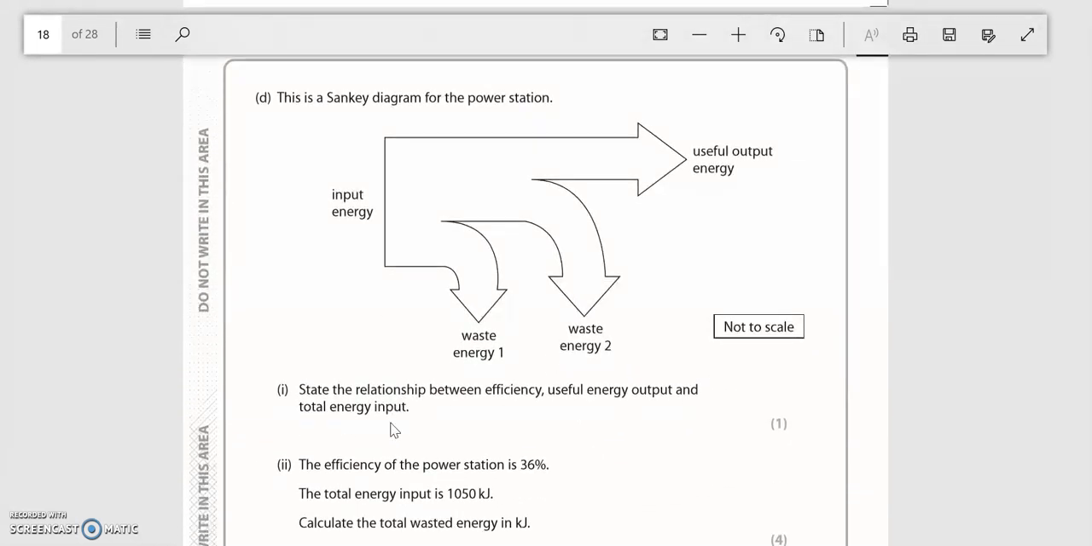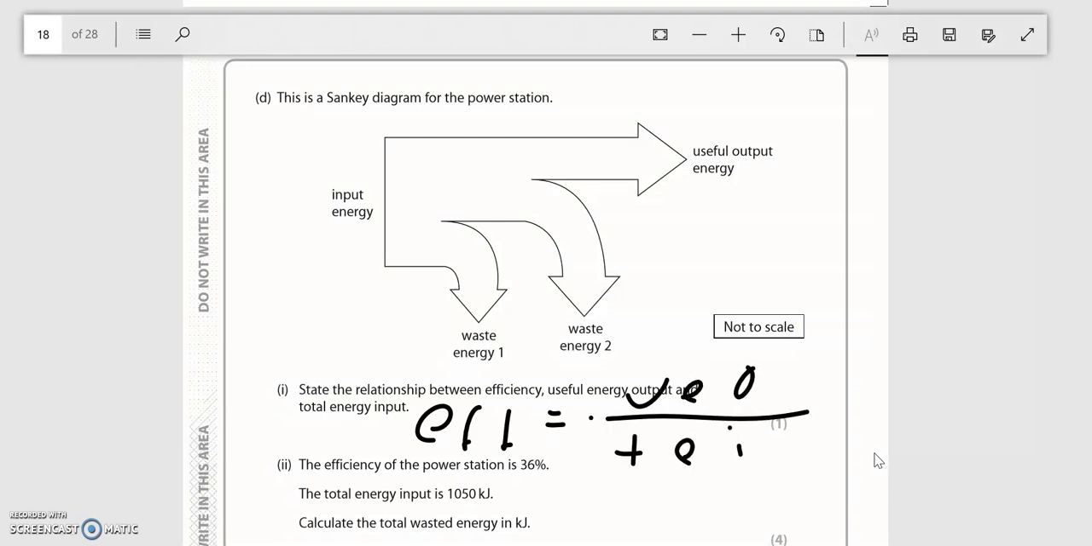Then it's back to energy transfers. So we've got a Sankey diagram here. State the relationship between efficiency, useful energy output and total energy input. That's just writing down the equation. So it's efficiency equals useful energy output over total energy input. Obviously you write that out in words properly.